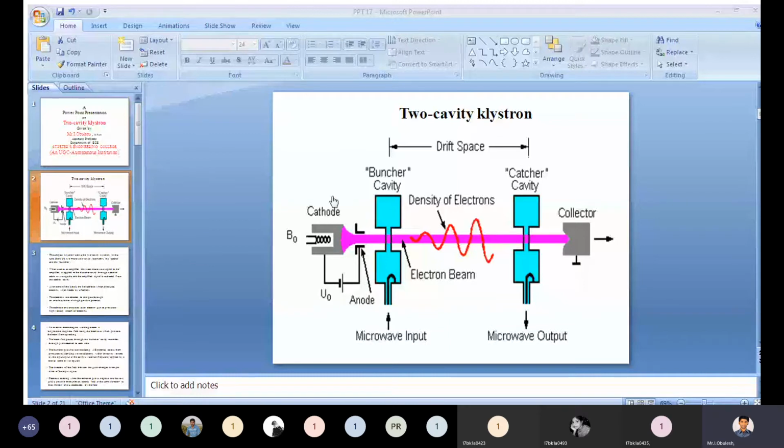So the amplified signal is extracted from the catcher cavity through a coaxial cable or waveguide. After passing the catcher cavity, which gives up its energy, the lower energy electron beam is absorbed by a collector electrode. A second anode is kept at a small positive voltage. So this is the function of a two cavity klystron that we showed in the slides below.